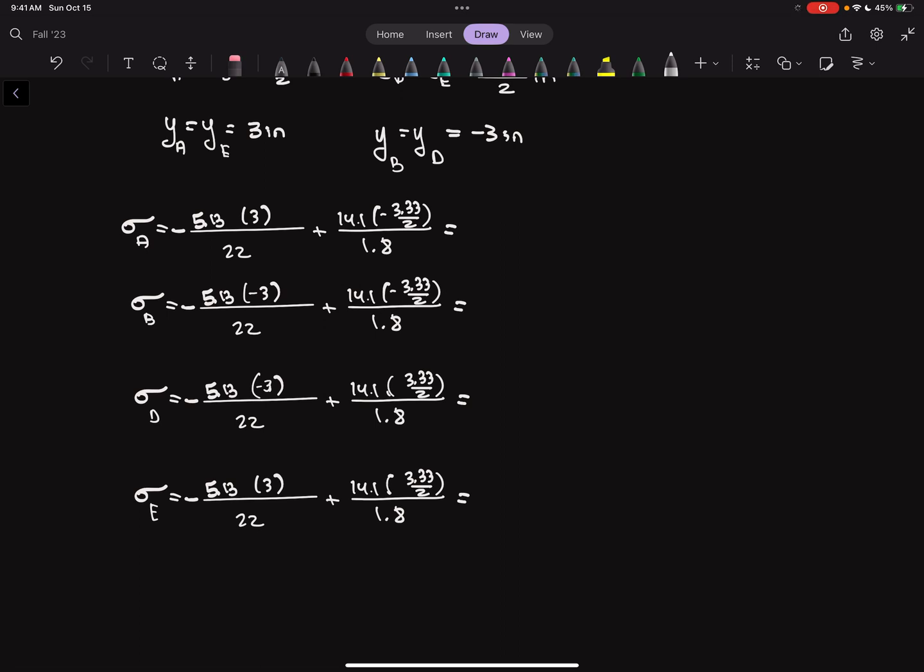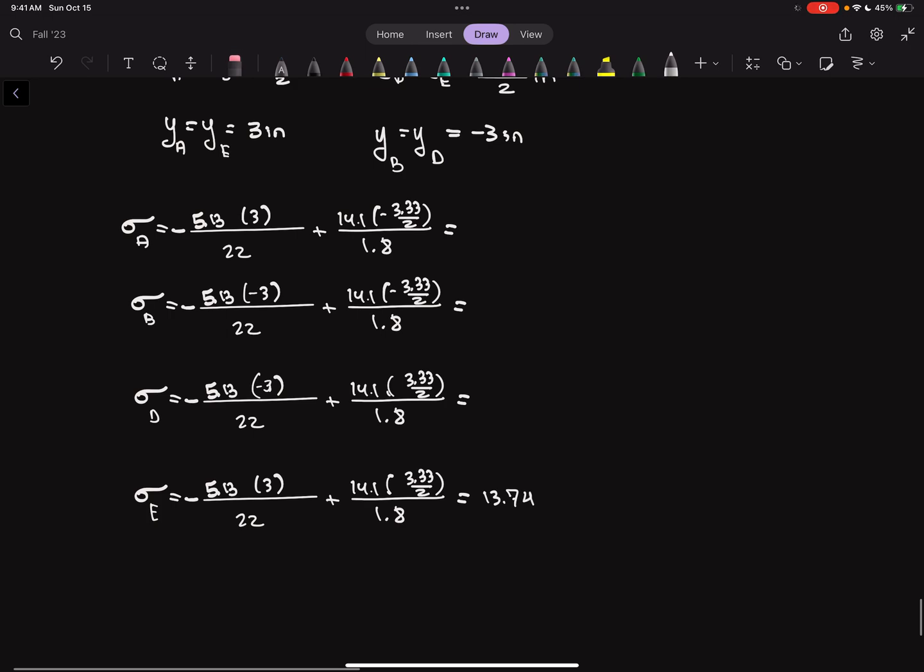All right, so now we put it into the calculator, and what do we see? Well, we're going to see minus 5.13 times negative 3 divided by 22. I don't know why I'm reading the last one, so I'm going with the last one first. 14.1 times 3.33 over 2 and 1.8. So I get 13.74.